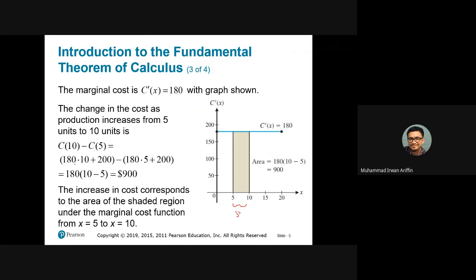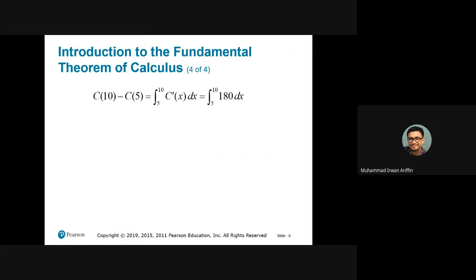The increase in the cost corresponds to the area of the shaded region under the marginal cost. If you see this, the width is 5 and the height is 180, so 5 multiplied by 180 also gives us 900. So there are two ways to measure the change in cost as we increase production from 5 to 10. Either we take total cost of 10 units minus total cost of 5 units, or we can find the area.